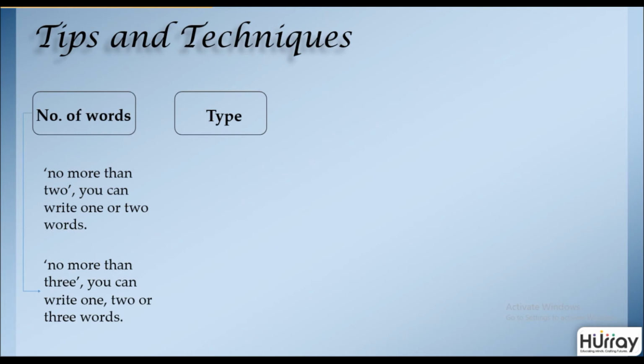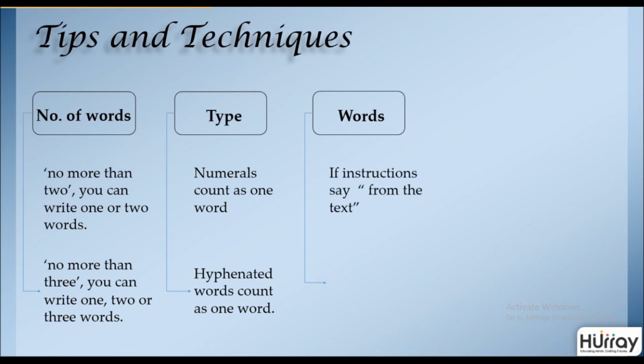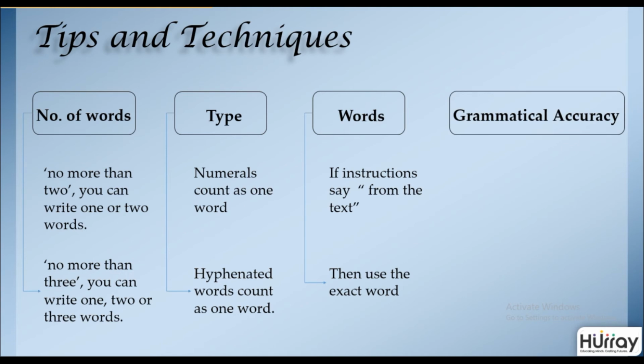Next, you must check out the type. That includes numericals, which are counted as 1 word. Hyphenated words are also counted as 1 word. Now, when it comes to words, if the instructions say from the text, then use the exact word. Naturally, this is an English test, a reading test, so you must maintain your grammatical accuracy no matter what the instructions say.